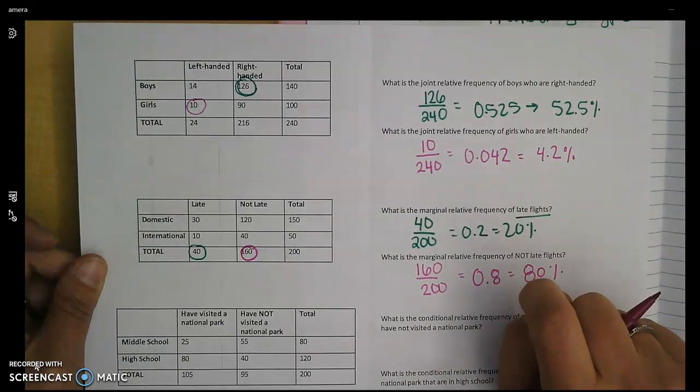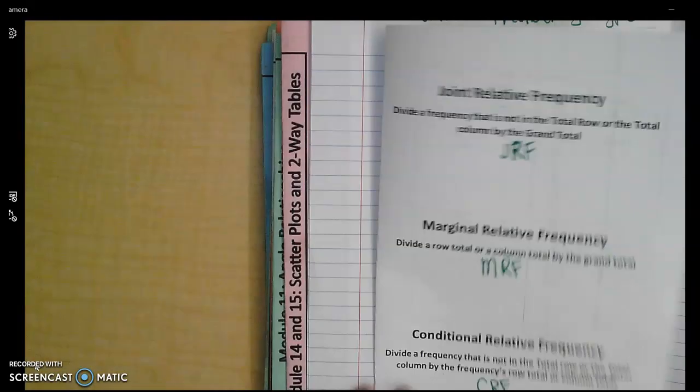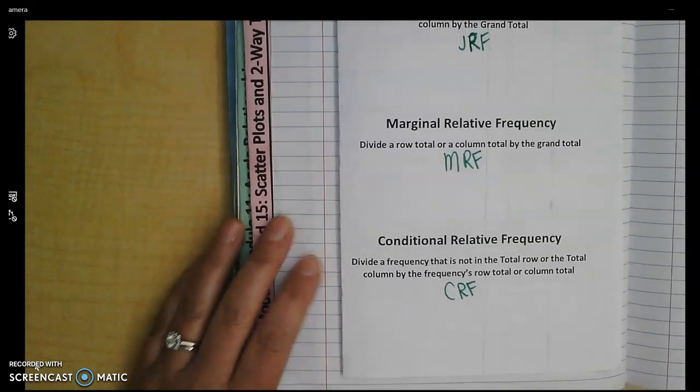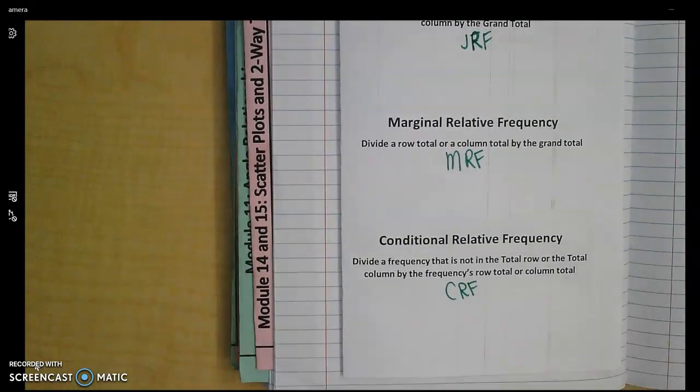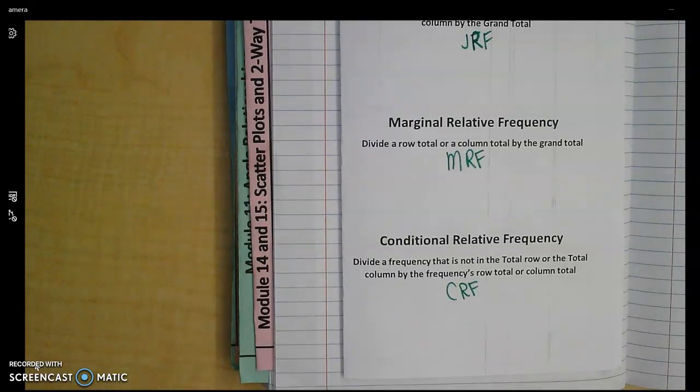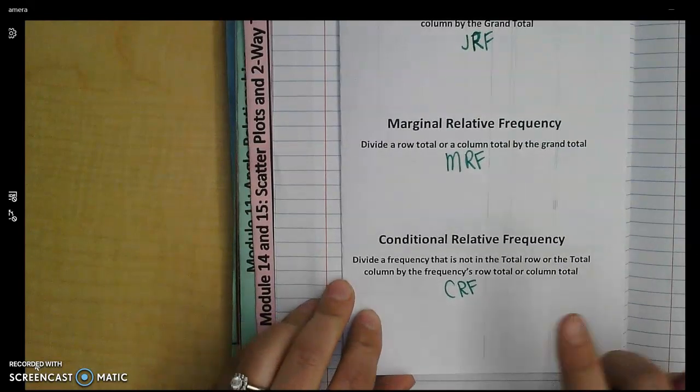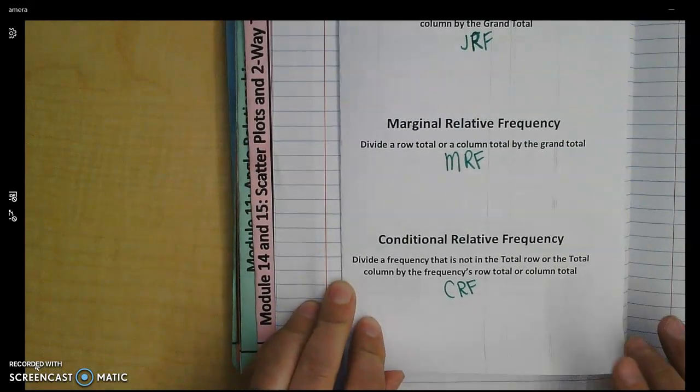Okay. The third and final type of frequency is going to be conditional relative frequency. And that's where I divide a frequency that is not in the total row or the total column by the frequency that is in that total row or total column. And this is essentially what we were doing the other day.